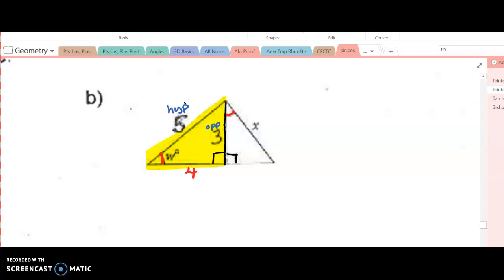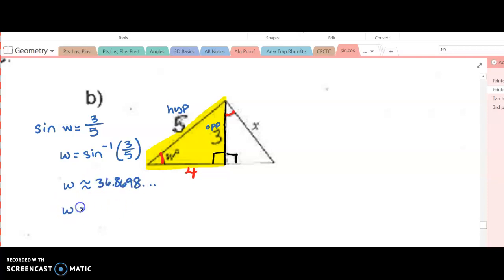Okay, so we have opposite and hypotenuse. So that would be a sine problem. So sine W equals opposite 3 over hypotenuse 5. Since our angle is what we're looking for, we're going to sine inverse. So W comes out to be approximately 37 degrees. Now, you know what? I'm going to write this down because this is going to be important. 36.8698 ... which is approximately 37 degrees.